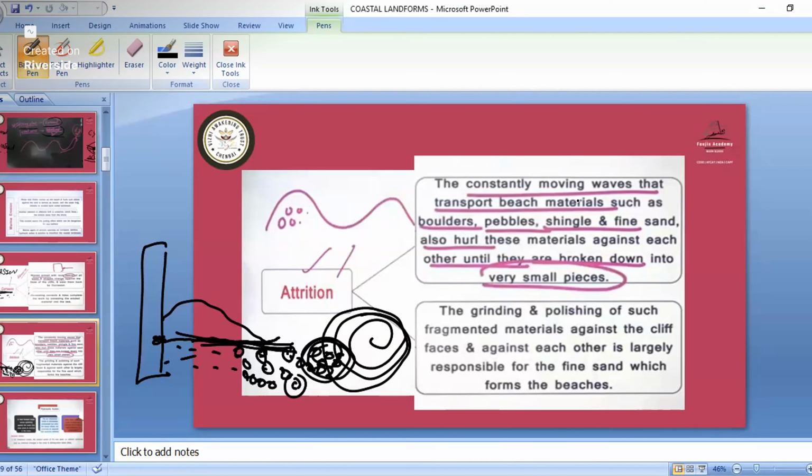So the constantly moving waves transport beach materials such as boulders, pebbles, shingle, and fine sand. They will hurl. What does hurl mean? They will be moving like this, these materials against each other until they are broken down into very small pieces. And at last they will come and get settled here. So that is known as attrition.